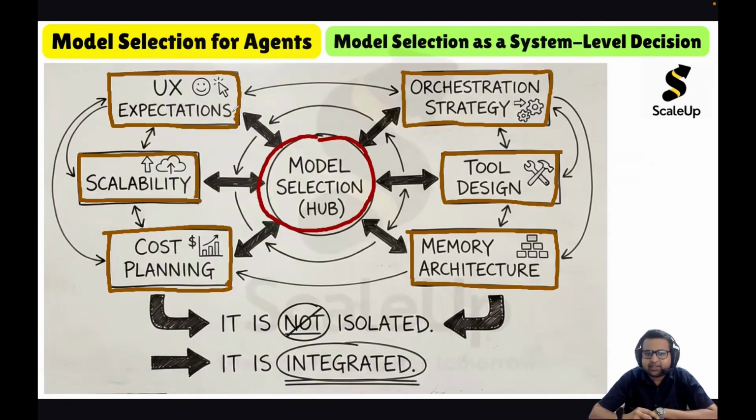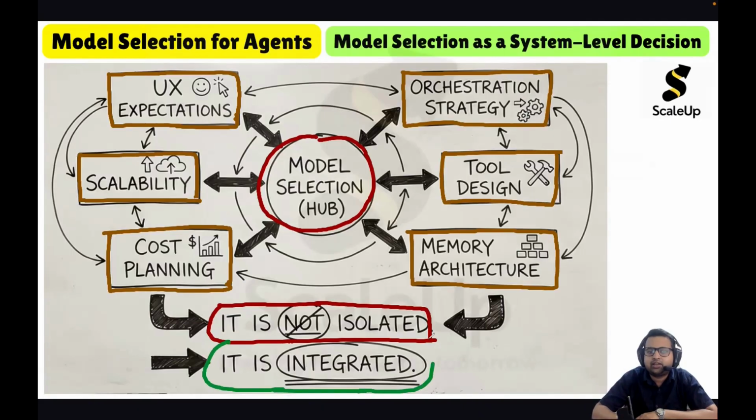So model selection is a very important system-level decision which we have to take, and that decision will further decide the orchestration strategy, the tool design, the memory architecture, the cost planning, the scalability, the user experience expectations. So model selection is not isolated, rather it is integrated. Model selection is integrated.